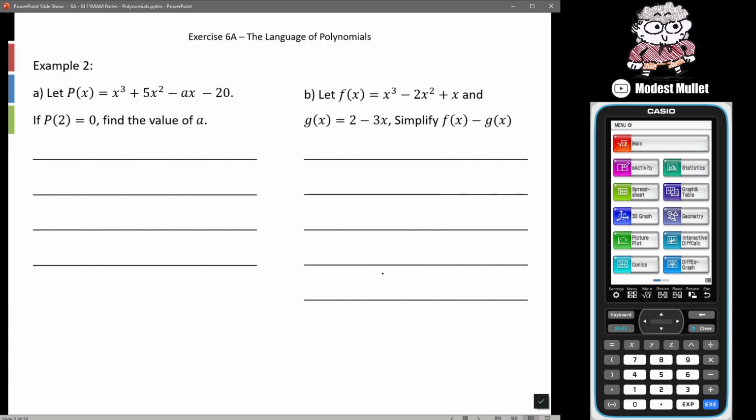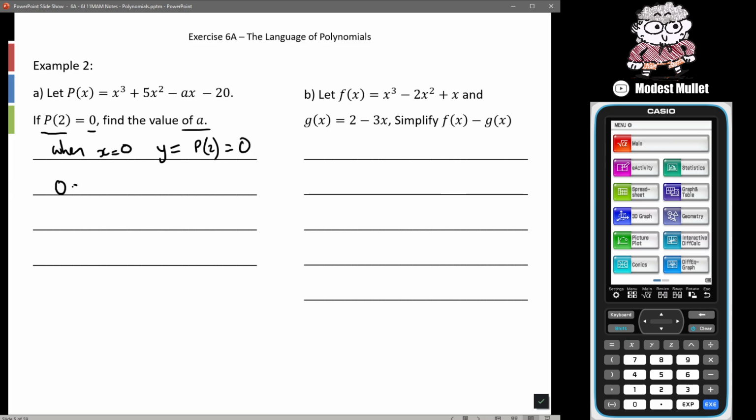Rightio, very similar sort of thing. Let p of x equal to blah. If p of 2 is equal to 0, find the value of a. So that's pretty much saying when x is equal to 2, y, or we could say p of 2, is also equal to 0.